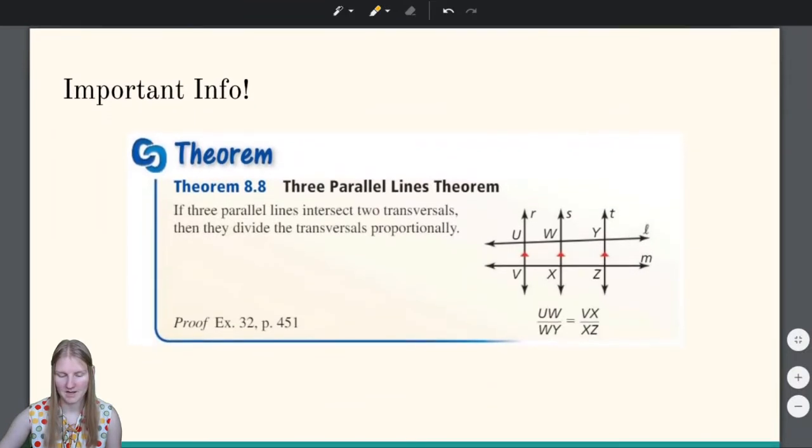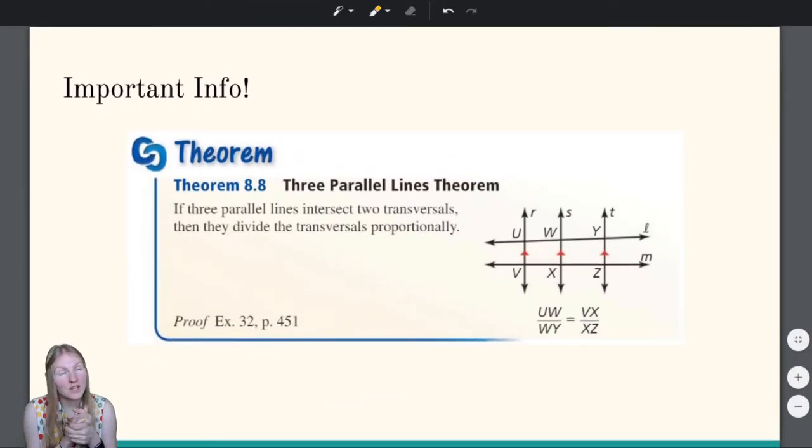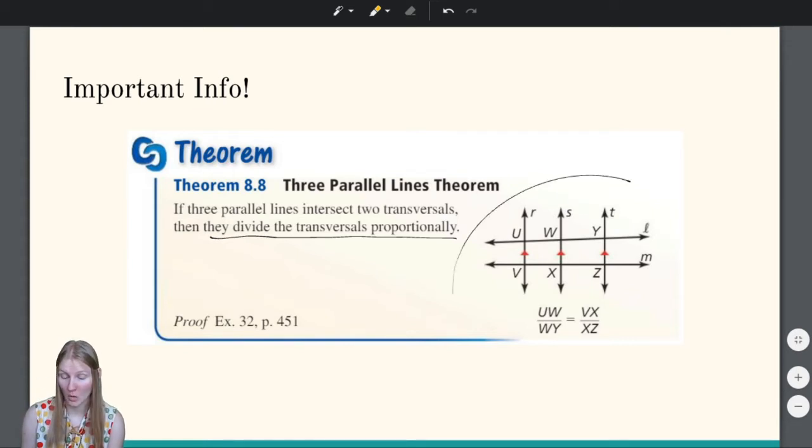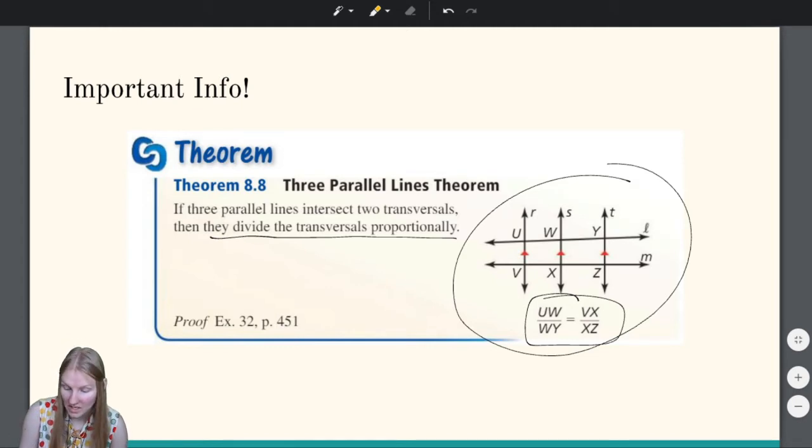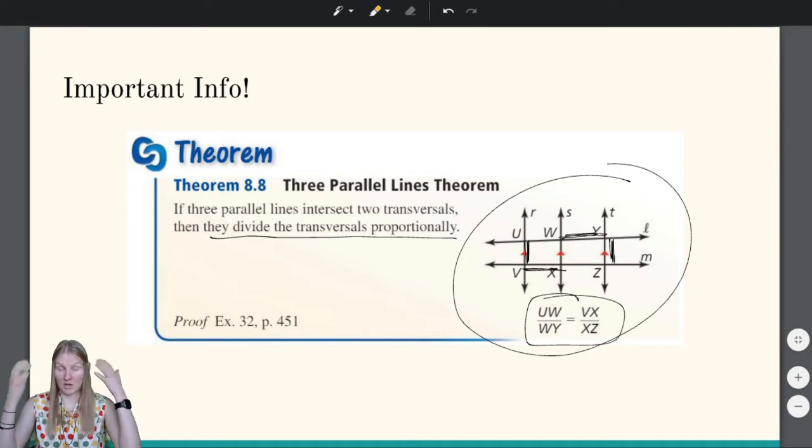All right. Now, here is one of our two theorems that we are aiming to learn in this video. The Three Parallel Lines Theorem. If three parallel lines intersect two transversals, then they divide the transversals proportionally. Now, I know that there are so many lengths floating around this picture. How on earth am I supposed to remember what make up the ratios? Is it UV? Is it WY? Is it XV? Is it YZ? What numbers, what sides do I use here?